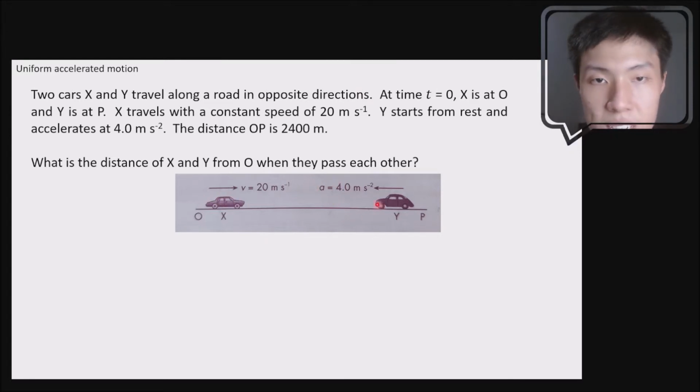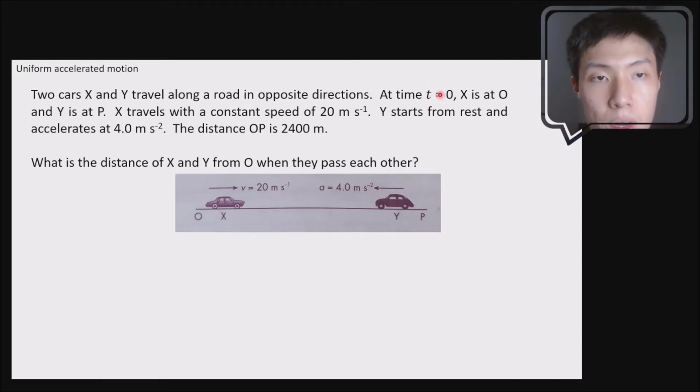So car X and car Y are traveling along a road, so they are traveling on the same route, this route, and they are traveling in opposite directions. So X is going towards the right, Y is going towards the left, opposite direction.